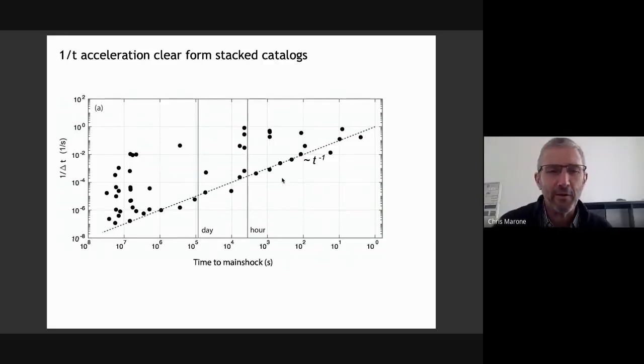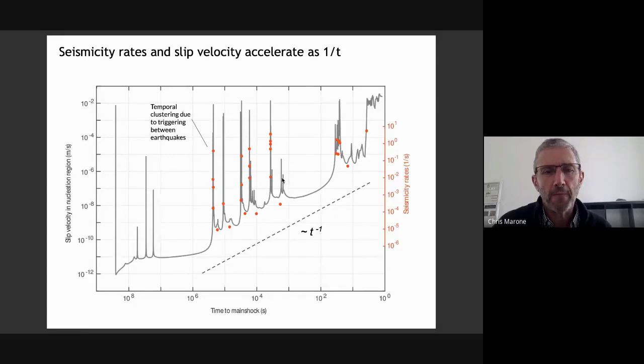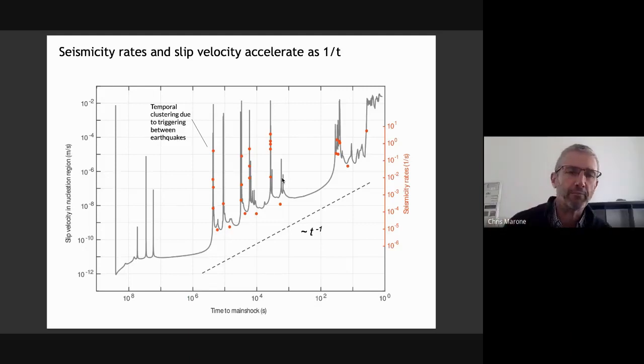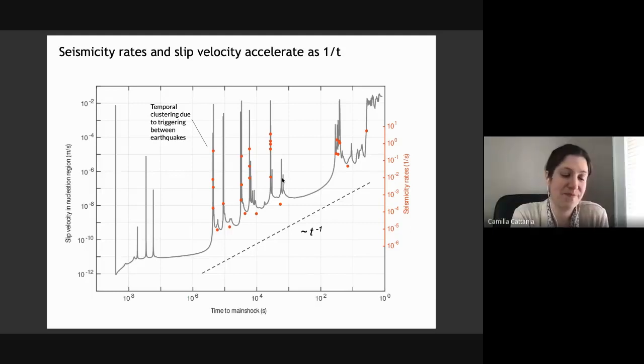Can I ask a question about the last slide? The seismicity rate here, the rate means the number of places on the fault that have achieved 1 centimeter per second? That's what it means? Yeah, something along those lines, yeah. Gotcha, thank you. You're welcome.